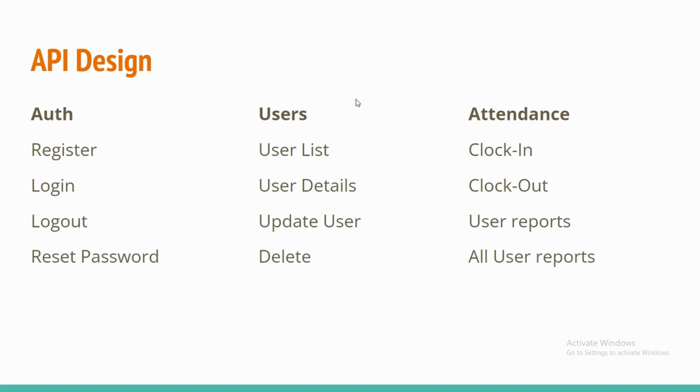For the attendance, what we will need is the clock in, clock out, and we will have the user reports that will contain all the data from a particular user. And the last is all user reports, that gives reports of all the users and their respective attendance data. And from the design, we can start designing a database.